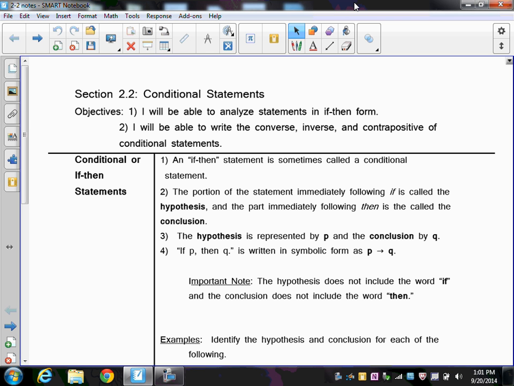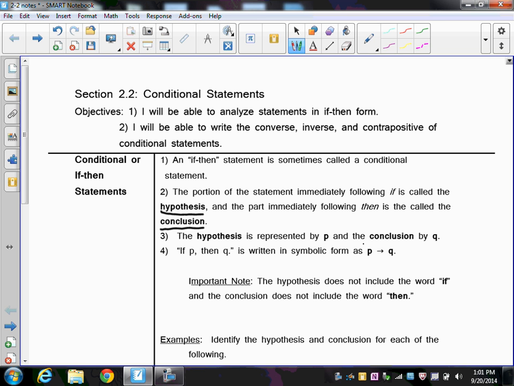First off, let's say what a conditional or if-then statement is. An if-then statement is sometimes called a conditional statement. The portion of the statement immediately following the if is called the hypothesis, and the part immediately following the then is called the conclusion. So the hypothesis is represented by the letter P and the conclusion by the letter Q.